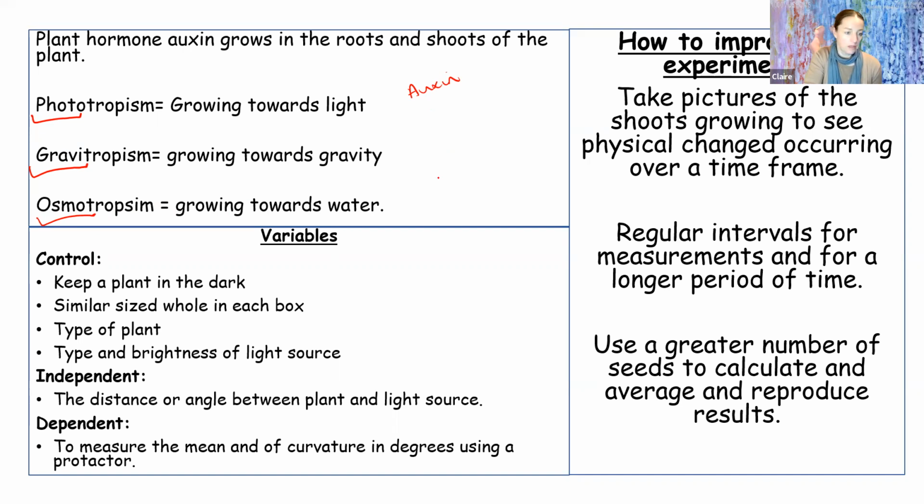So know about auxin. Variables, so independent, that's what you're changing. Distance or angle between plant and light source. Dependent is what you're measuring. Controls, as we said in the other slide, number of seeds, how much water, the same seeds, similar sized hole in each box. Some people put them in boxes. Type of plant, type of brightness or light source.